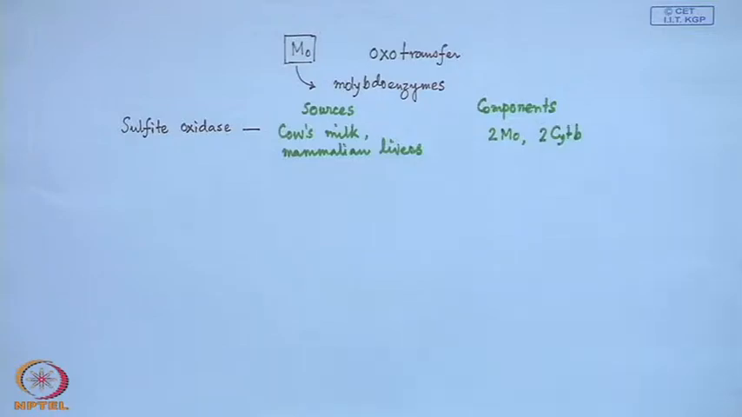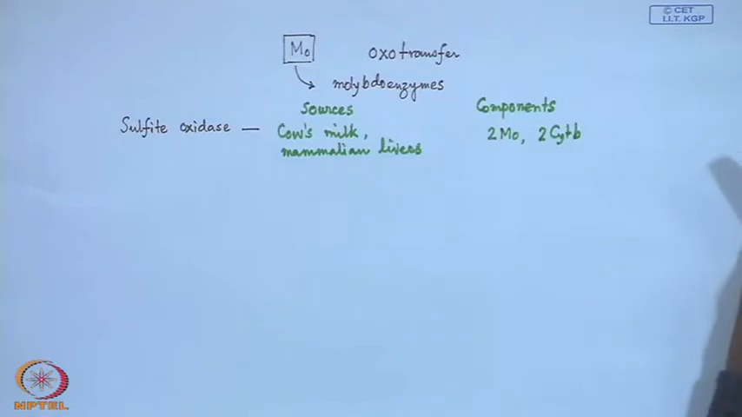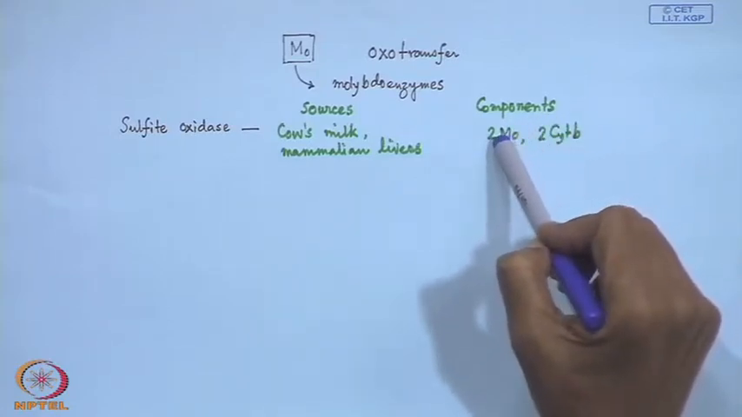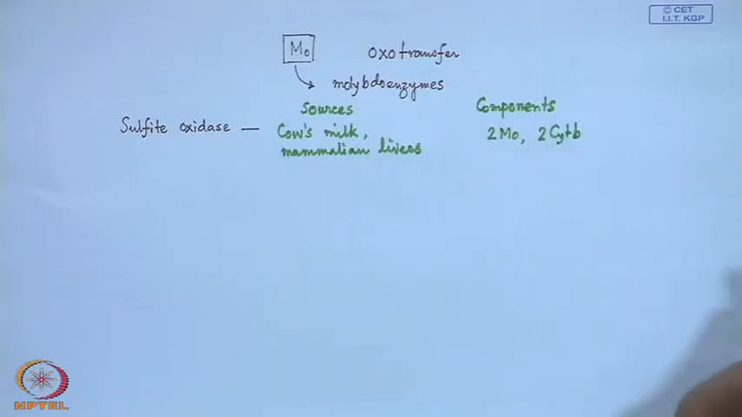So, these cytochrome B centers, we know, are iron centers, and those iron centers will be responsible for transferring electrons to the molybdenum center, and this molybdenum center ultimately takes part in the oxo transfer to the sulfite group.